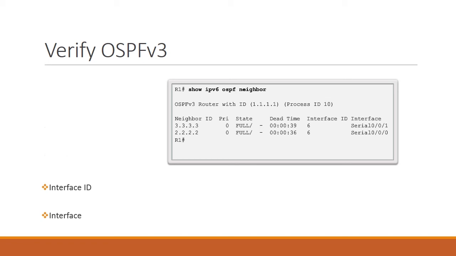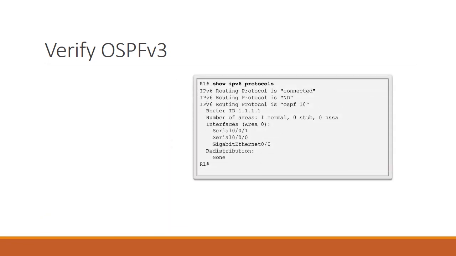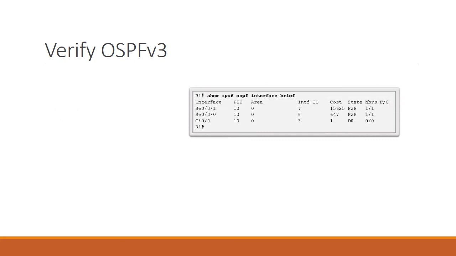The show ipv6 protocols command is a quick way to verify vital OSPFv3 configuration information, including the OSPF process ID, the router ID, and the interfaces enabled for OSPFv3. To retrieve and view a summary of OSPFv3 enabled interfaces on a router, we use the show ipv6 ospf interface brief command. This command provides specifics about the OSPF routes and routing table.